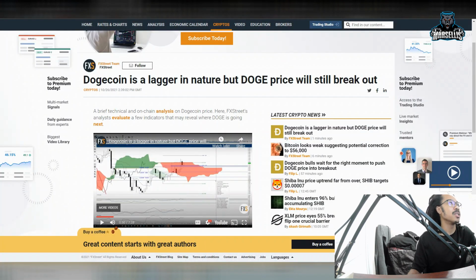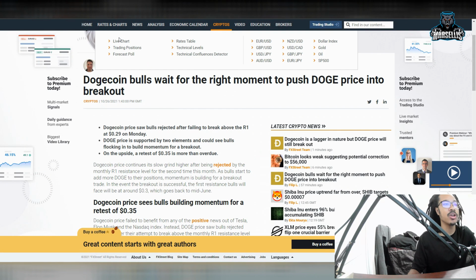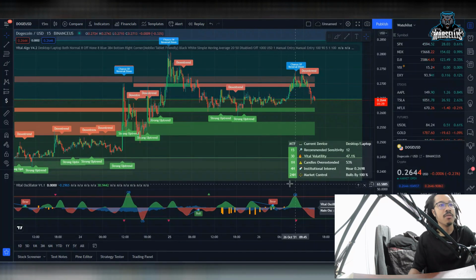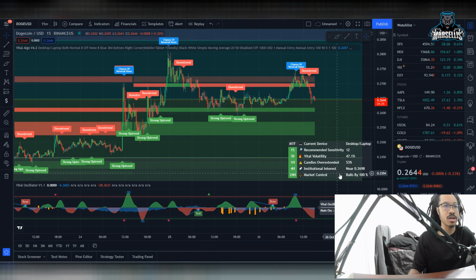So yeah, Dogecoin is lagging in nature. It is a lagger. Over here you can see Dogecoin bulls wait for the right moment to push Doge price into breakout, and this is kind of always how it happens. The bulls are just waiting for that perfect time. And right now the 24-hour market control is 100% bullish, right?